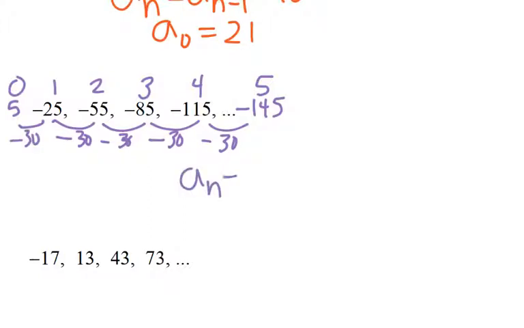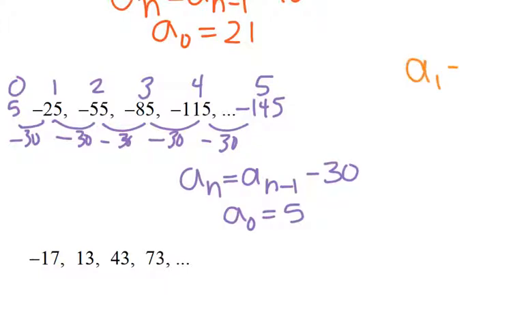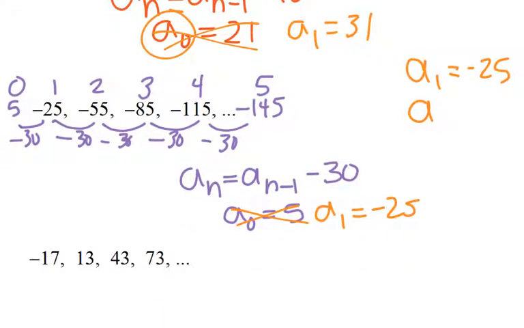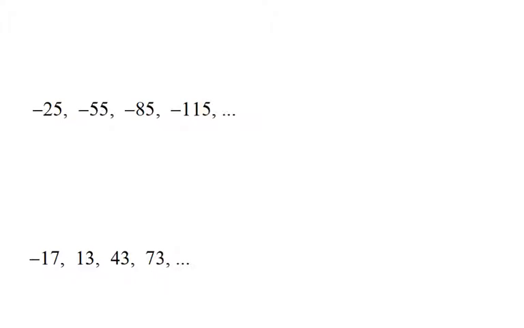Again, I go a sub n equals a sub n minus 1. Put my common difference, my growth, minus 30. Then, where did we start? A sub 0 was 5. Okay. Now, if you really wanted to, you could put a sub 1 and start with that term. Okay. And instead of a sub 0 equals 5, put a sub 1 equals negative 25. Or up here, instead of a sub 0 equals 21, a sub 1 equals 31. It would work in these cases. Thing is that a sub 0 will be more useful later on, okay, when we're dealing with explicit equations. So that's why I like to just use that.